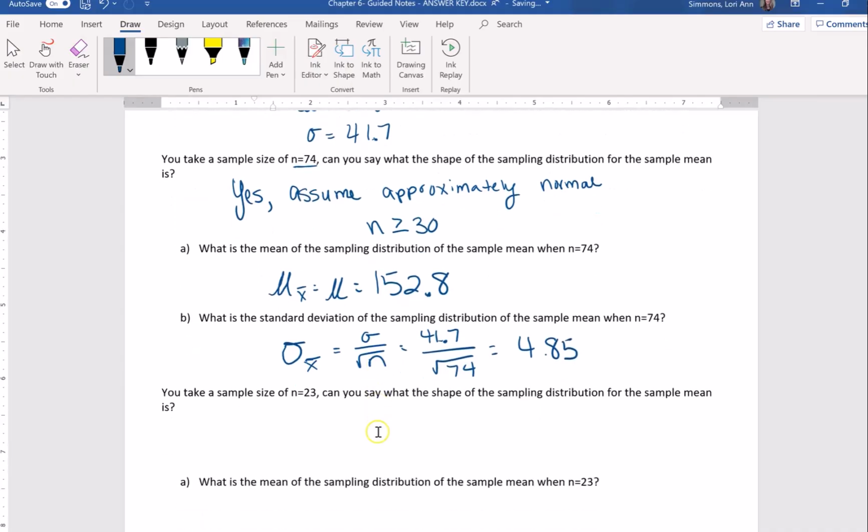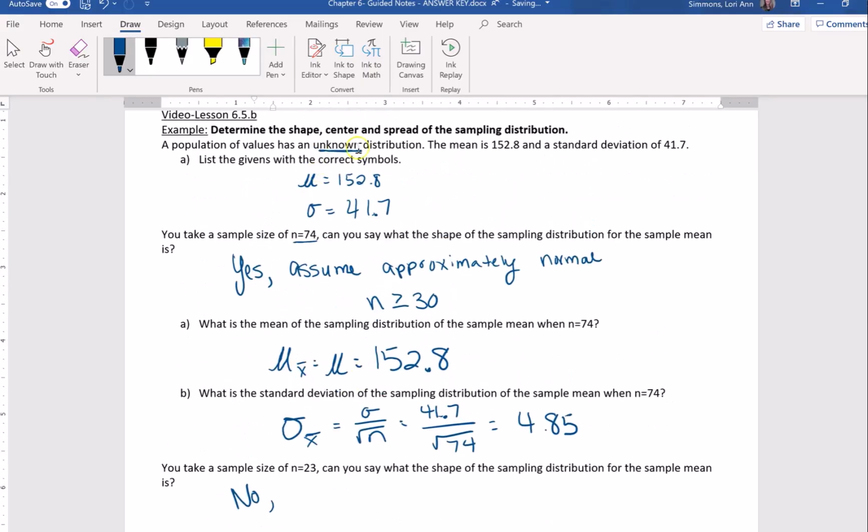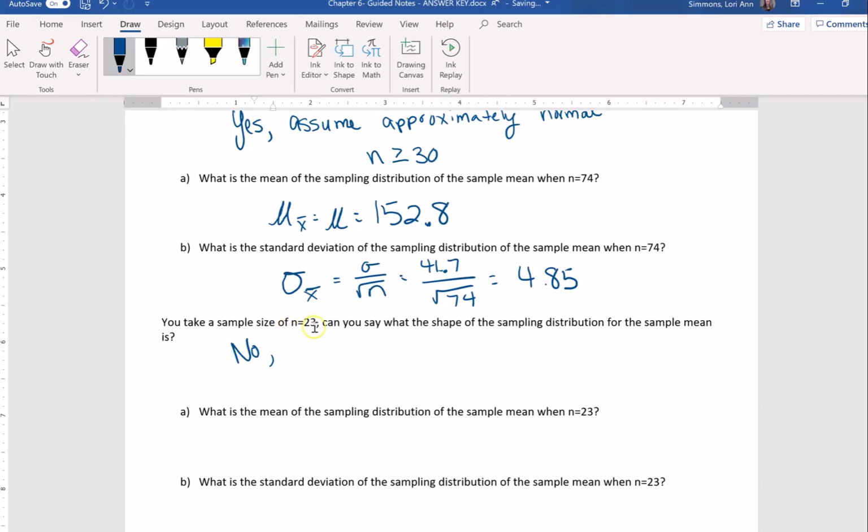So you take a sample size of n equaling 30. Can you say what the shape of the sampling distribution for the sample mean is? No, because up here we don't know the distribution, and now n is less than 30. So the population distribution is unknown, and n is less than 30.